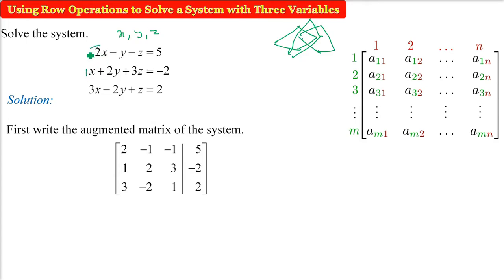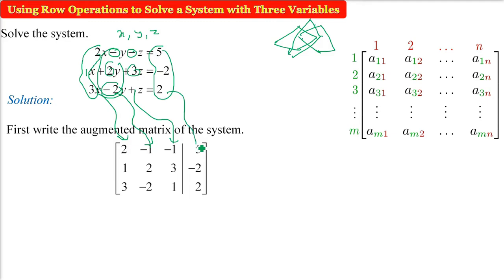So 2, 1 and 3, these are the coefficients of x. So the first column will be 2, 1, 3. The second column will be negative 1, 2 and minus 2. That will be your second column. The third column is negative 1, 3 and 1. That is going to be your third column. Put a vertical bar, and whatever is on the right hand side, 5, negative 2 and 2, has to be written here. Now this is your augmented matrix.